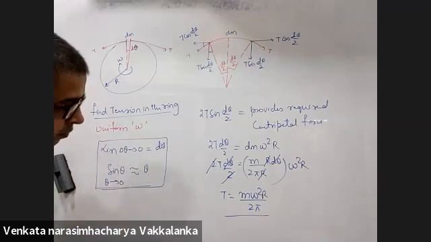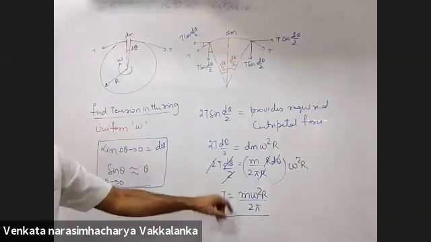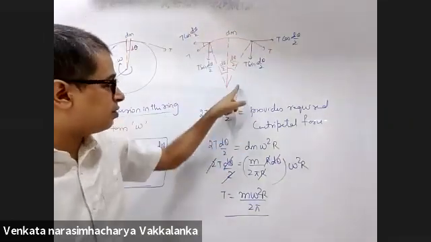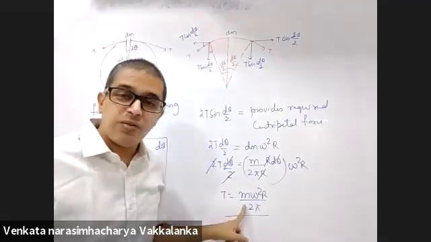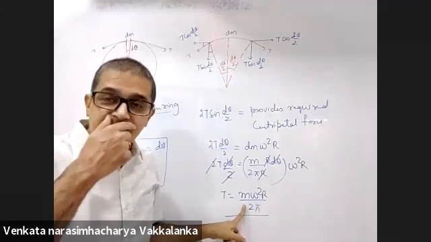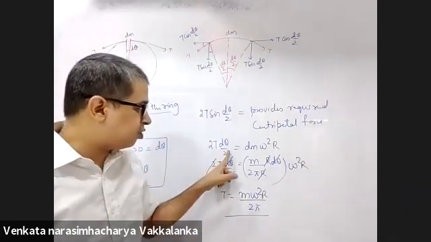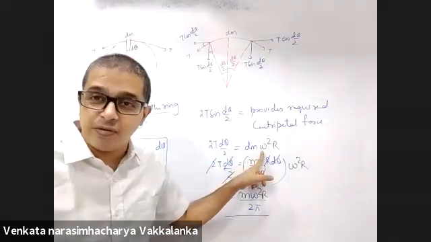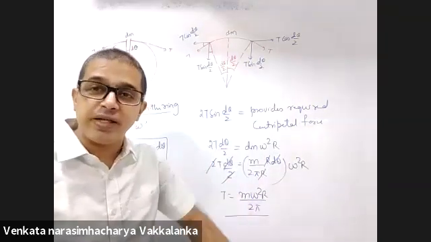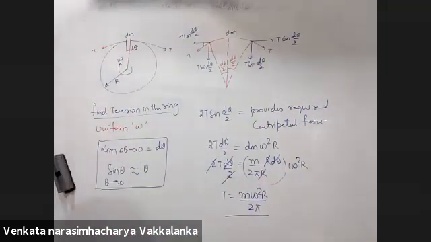The tension is equal to m omega square r by 2 pi. Remember this. This will change depending on the chapter. If it is electrostatics, this force will be balanced by electrostatic force because the ring will not be rotating. Okay, so got it.